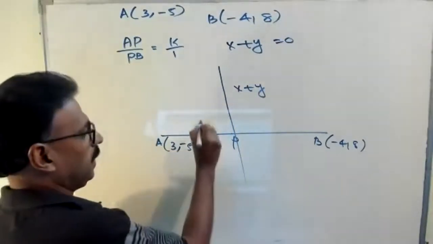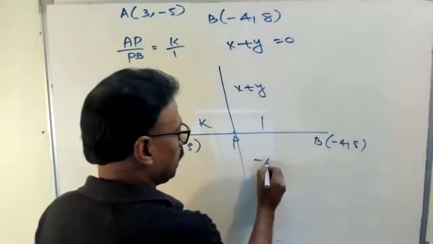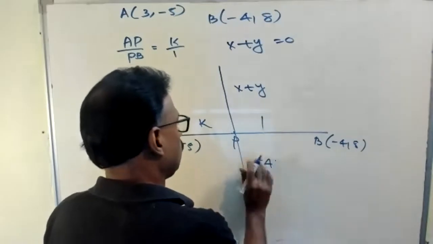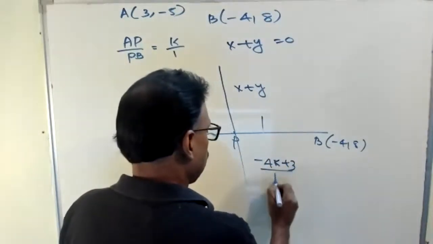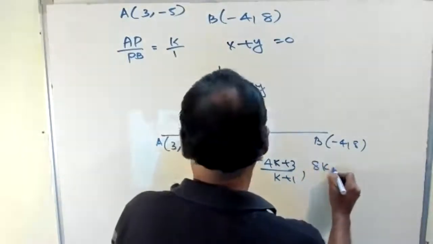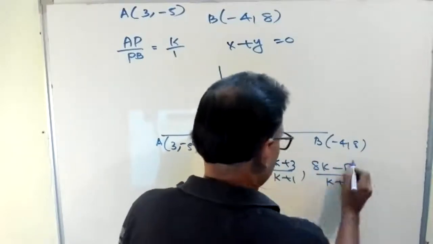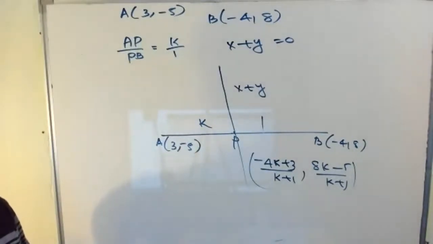What is the question? Look here. A is (3, -5), B is (-4, 8), P lies on the line x plus y. K is to 1. Coordinates of P: (-4k plus 3) by (k plus 1), (8k minus 5) by (k plus 1). Check whether the coordinates are correct.